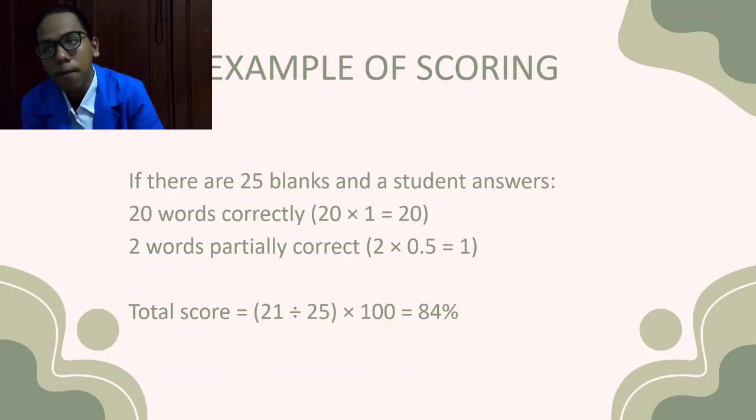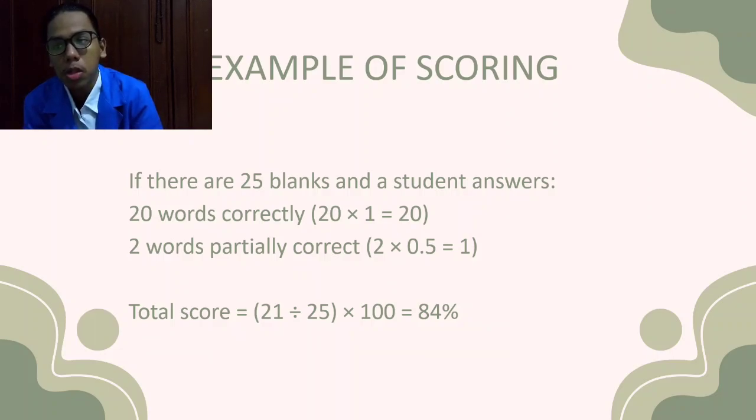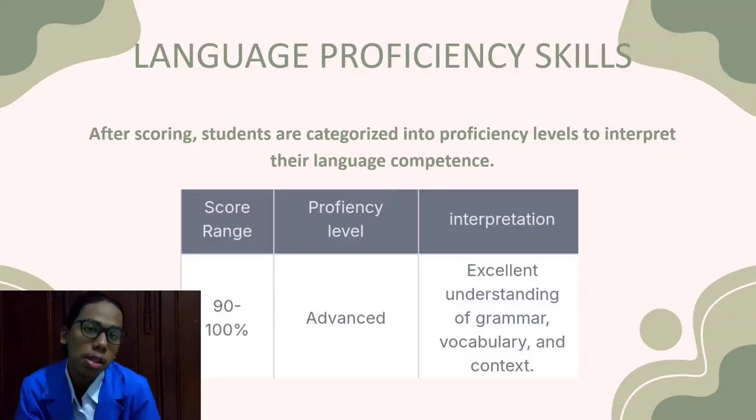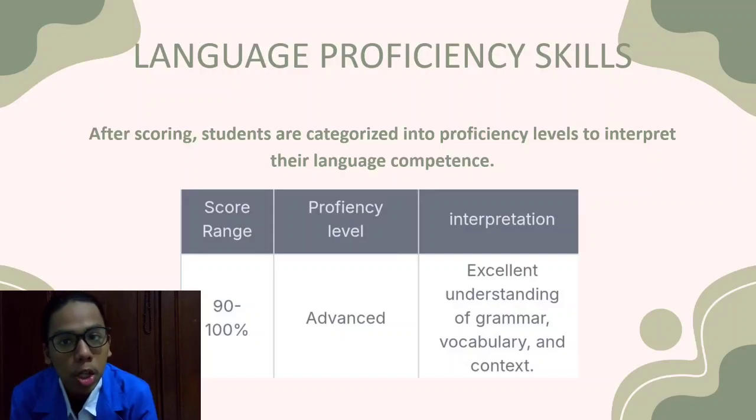Here's the example of scoring. If there are 25 blanks and a student answers 20 words correctly and 2 words partially correct, the total score must be 84%, as explained in the slide. English has language proficiency skills. After scoring, students are categorized into proficiency levels to interpret their language competence.